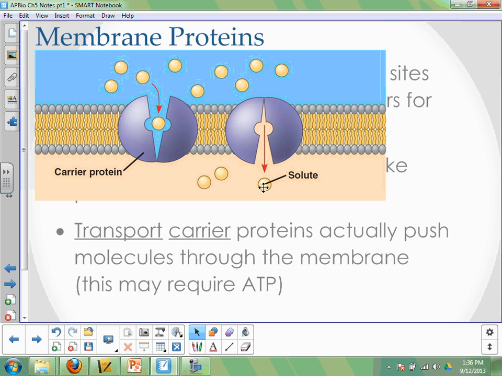This process may or may not require ATP. It may be an entirely passive process that happens without the input of energy, or it may require a molecule or two of ATP to trigger that change in the protein to force the molecule to go through.